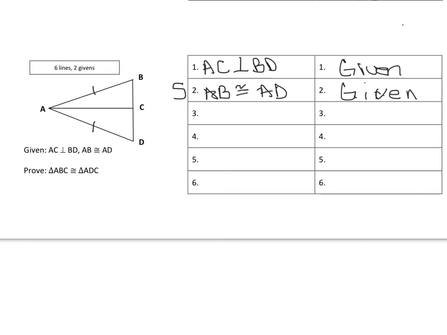Now, knowing that AC is perpendicular to BD means that right here at C, I have right angles. So this is actually right triangles, which means I could possibly have hypotenuse leg. How I find out is I find my other congruence. What's my other congruence? AC is congruent to itself. So looking at the information they've given me, this is definitely hypotenuse leg. So I'm going to put AC congruent to AC as my second to last as reflexive.